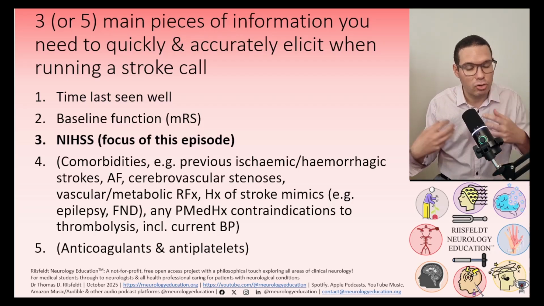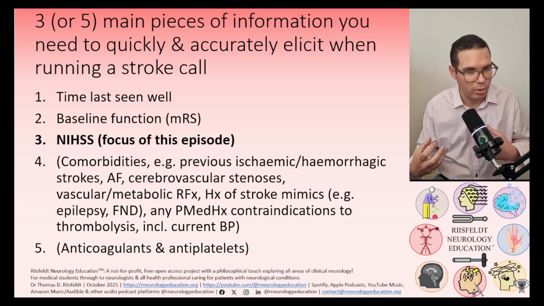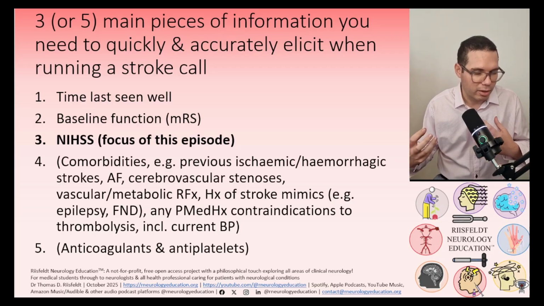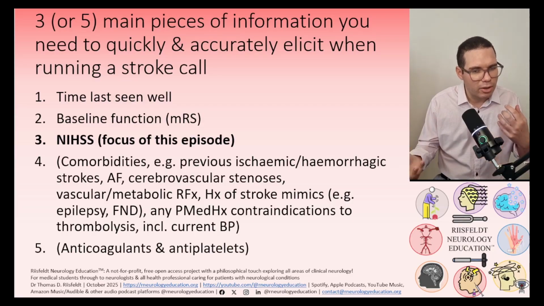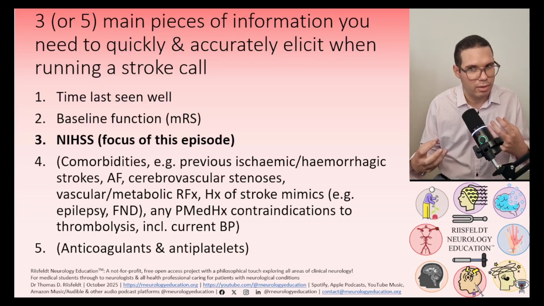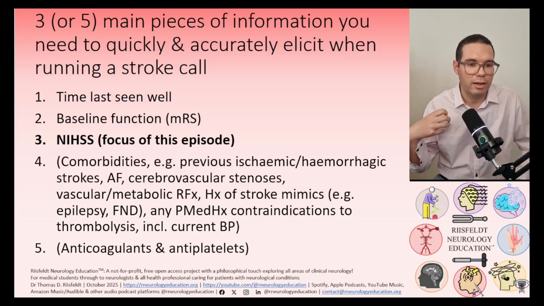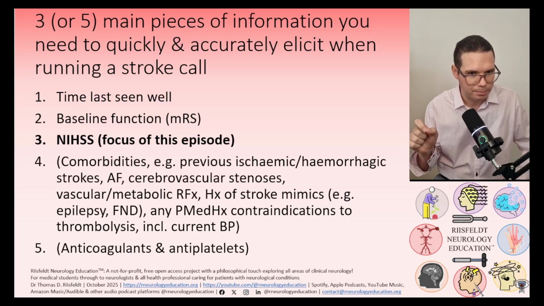Also, does the patient have a history of a condition that could be associated with stroke mimics, in particular epilepsy or functional neurological disorder, FND, or some other conditions as well, which could manifest as a stroke mimic? And also, is there anything in the past medical history which would be a contraindication to thrombolysis? I'll bunch it in here, the current blood pressure is also important. And then the 5th really important thing is what medications is the patient on, but specifically what anticoagulants and or antiplatelets is the patient on.